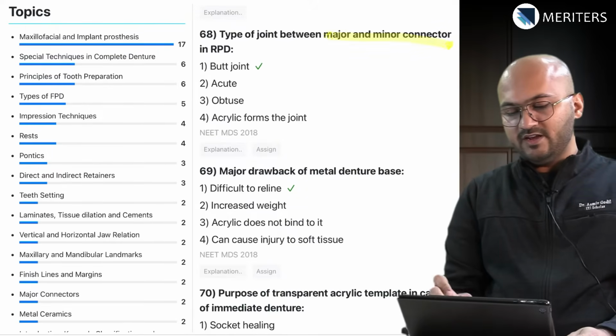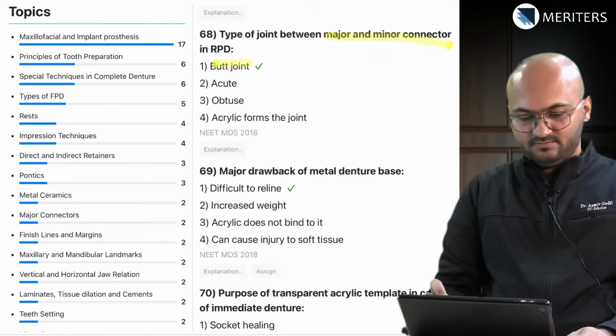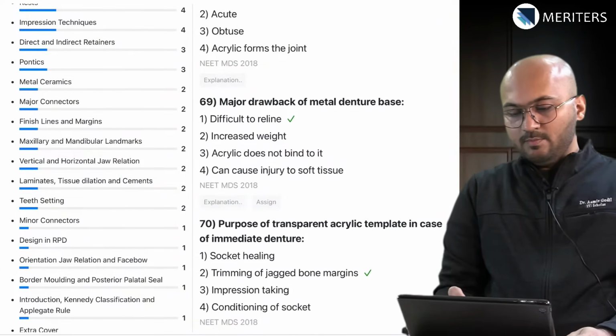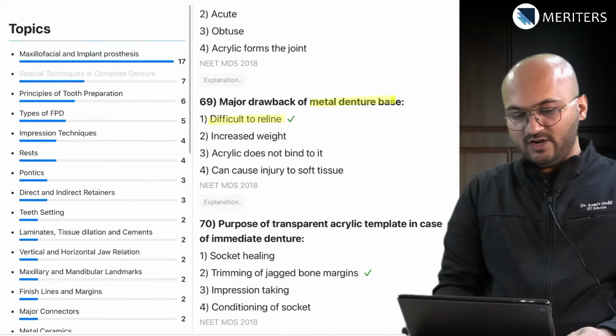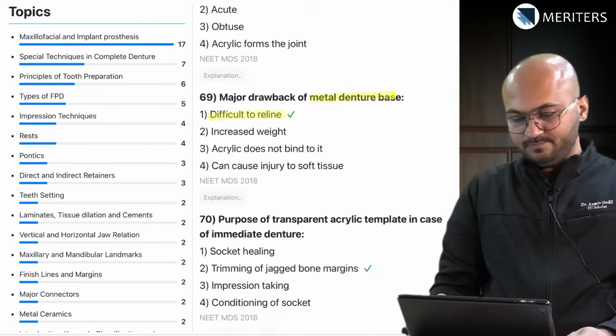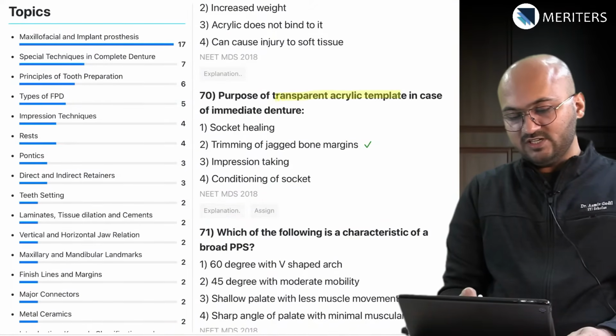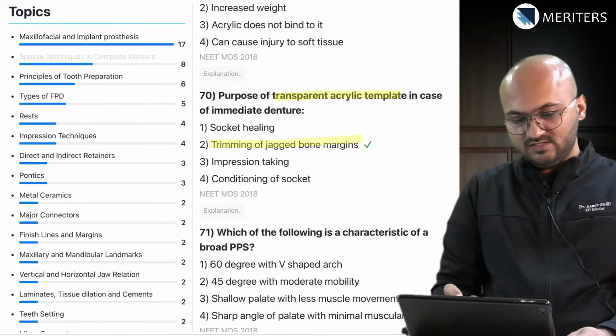Joint between major and minor connector is a butt joint. Okay, so that goes to minor connectors. Major drawback of metal denture base is difficulty to reline because it is in direct contact with the tissues. Purpose of transparent acrylic template, repeat question, is to trim the jagged bony margins.